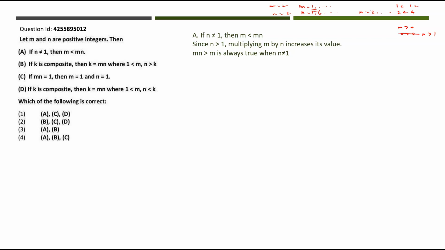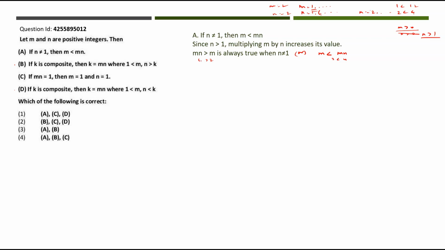N cannot be equated to 1. When the case is m greater than 0 and n greater than 1, definitely m into n is greater than m, or you can specify this as given in the question statement as m less than m into n. When you say 4 greater than 2 or 2 less than 4, both are the same only. We have k is composite in B and D statements. So we will just check with C and then get back to B and D.